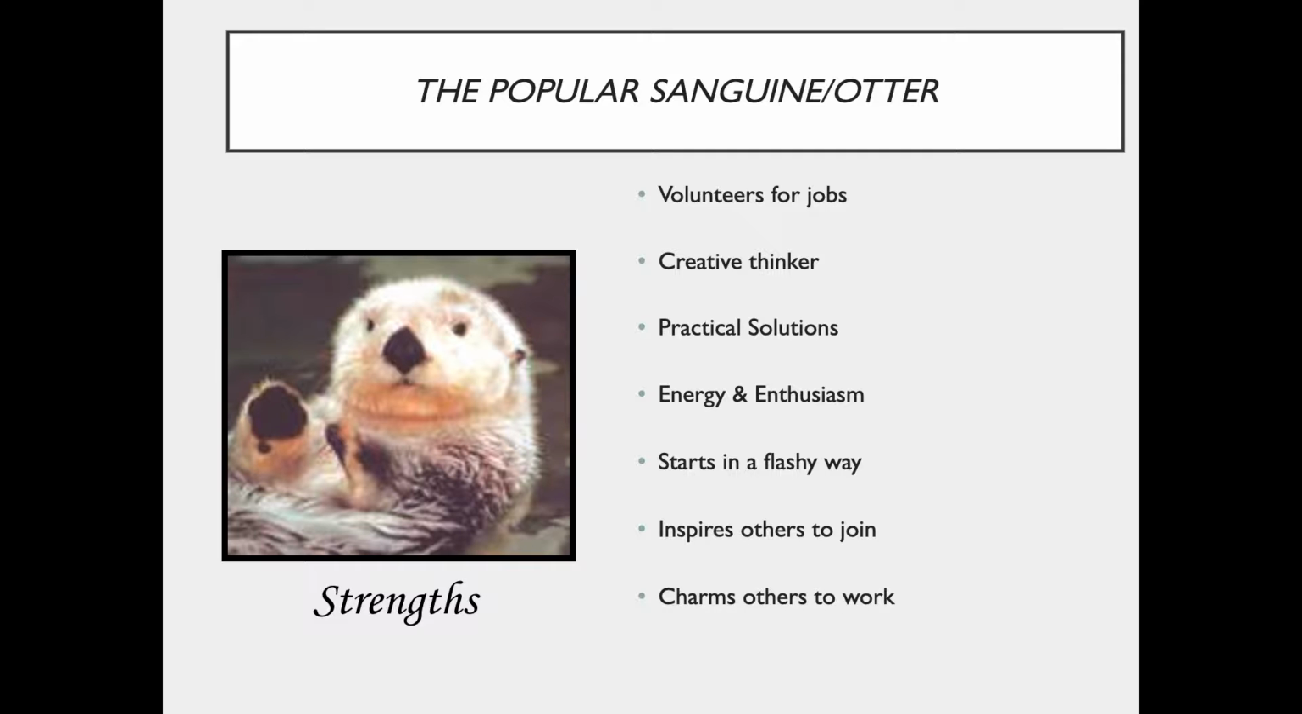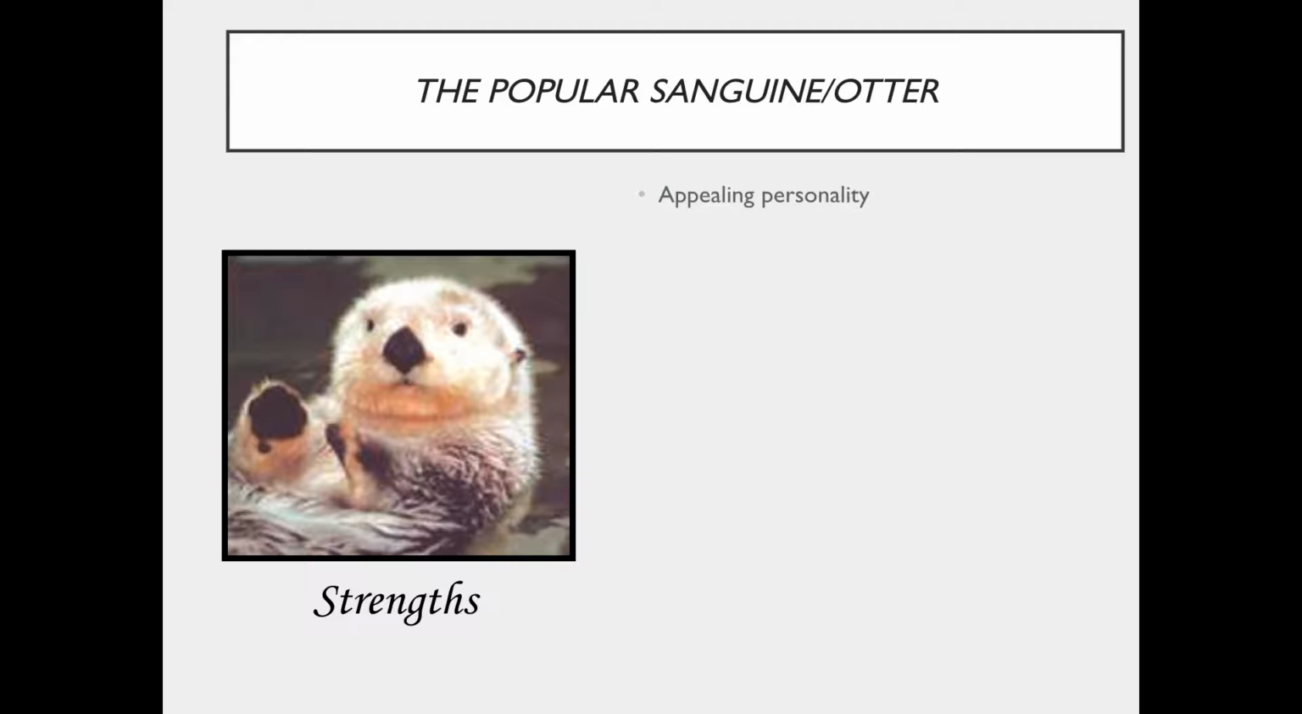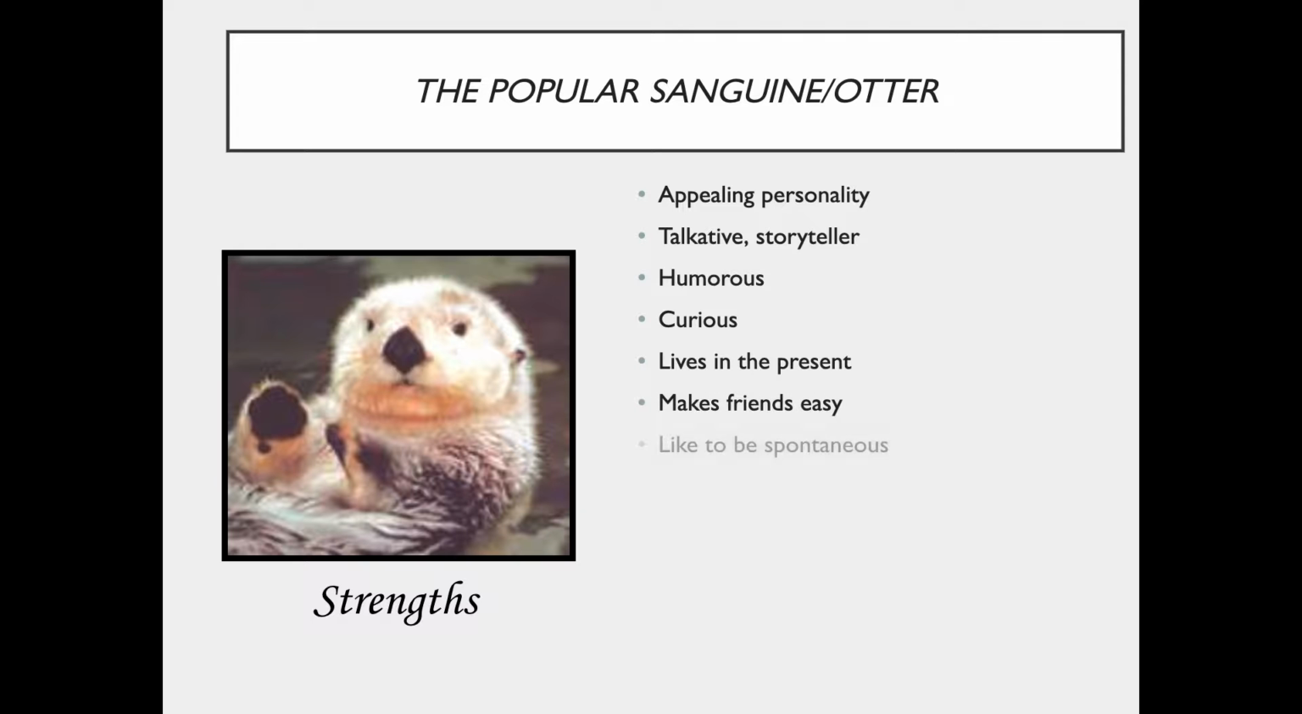So see where your melancholy is the one that needs some assistance. This is the person that can come in with the flashy start. This inspires other people to join and to work. They have an appealing personality. They're talkative. They're great storytellers. Humorous, curious, lives in the present, makes friends easy, likes to be spontaneous, can think up new activities, sincere at heart, always a child, and envied by others. Now, that's the strength of your otter.